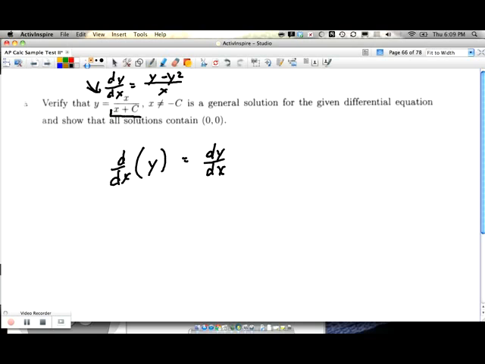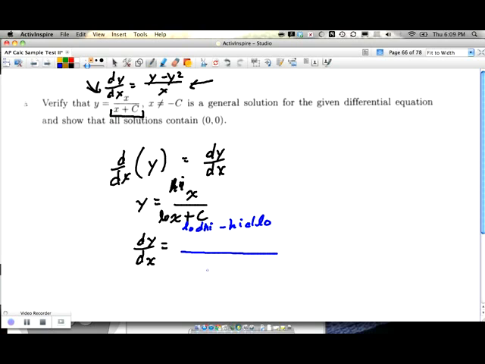In other words, we're going to take the derivative of this function here, and we're going to make sure that we get that derivative. Well, let's see what happens. If we have y equals x over the quantity x plus c, and c is a constant, we take the derivative of both sides, and on the left side we get dy/dx. So the left side is just fine. The right side is going to be a quotient rule. We have a high and low function, and our derivative is going to be low d high minus high d low over low low.